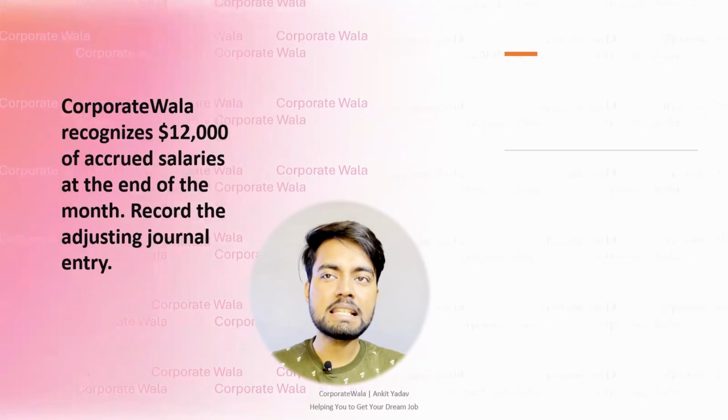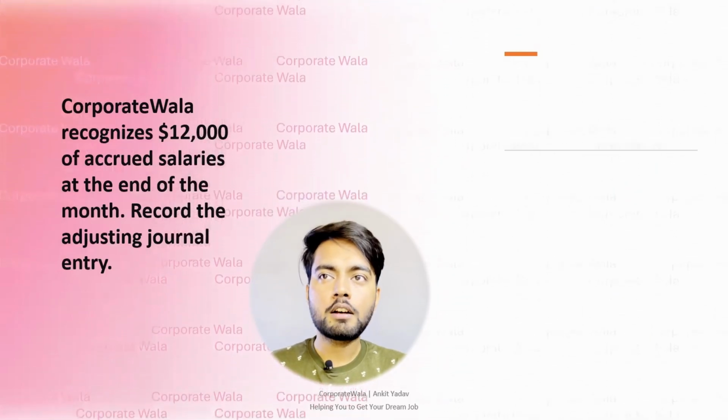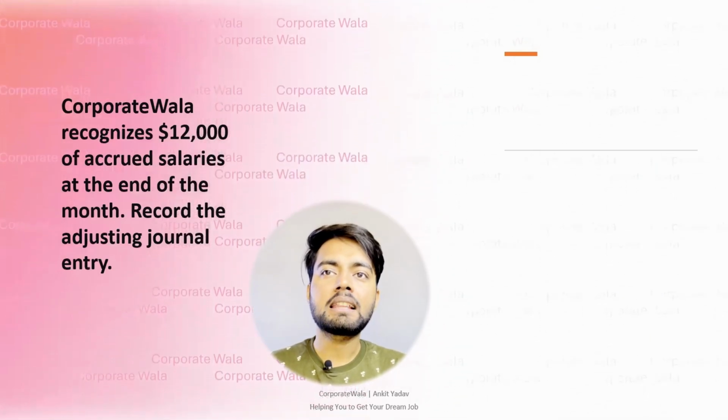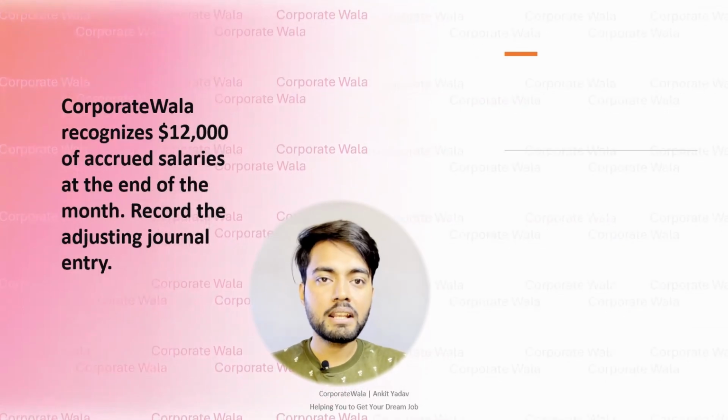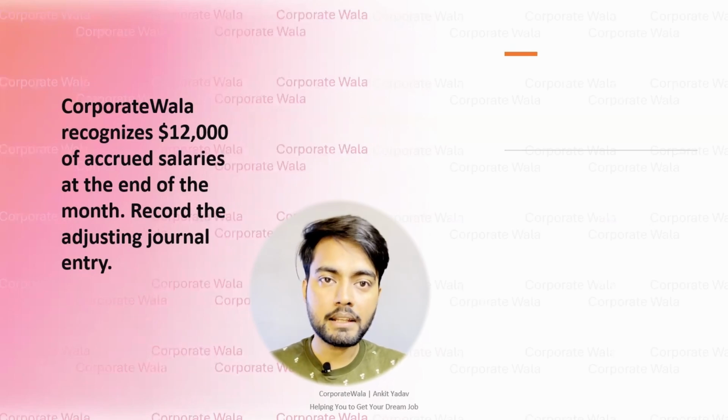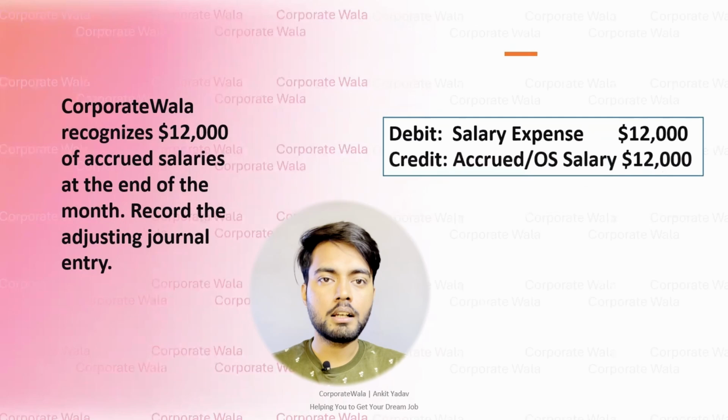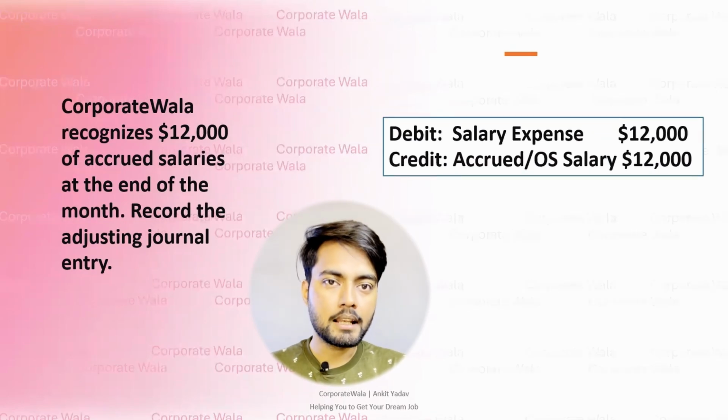Moving ahead, now let's talk about our next question, which is: Corporate Wala recognizes $12,000 accrued salaries at the end of the month and we need to book this adjustment entry. Whenever there is an expense which is recognized but we haven't paid it, it will generate a current liability for us. So what will be our journal entry in that case? We will debit the salary expense account and we will credit accounts payable, outstanding salary or accrued salary, whatever current liability you want to use, all those are correct.